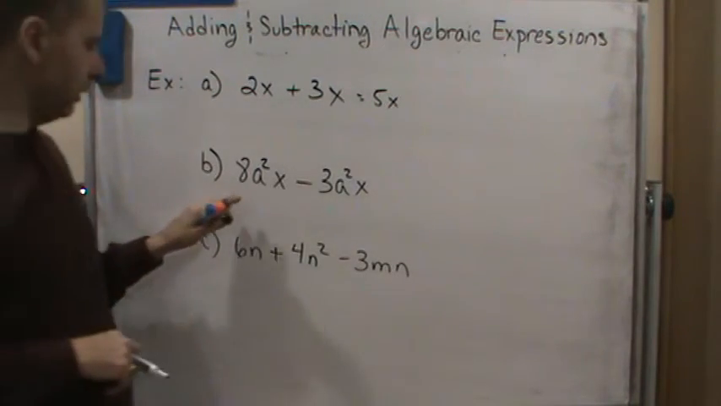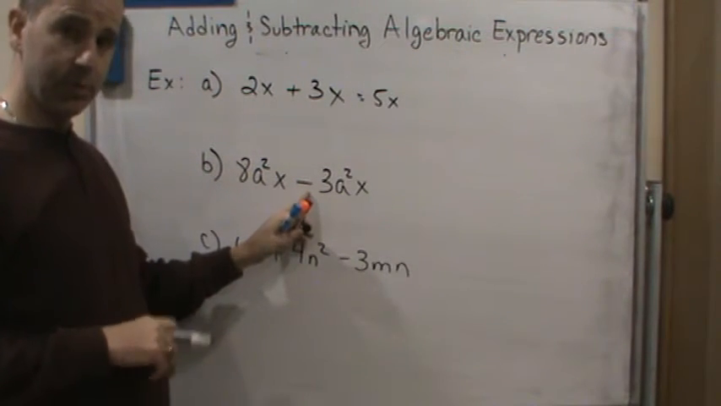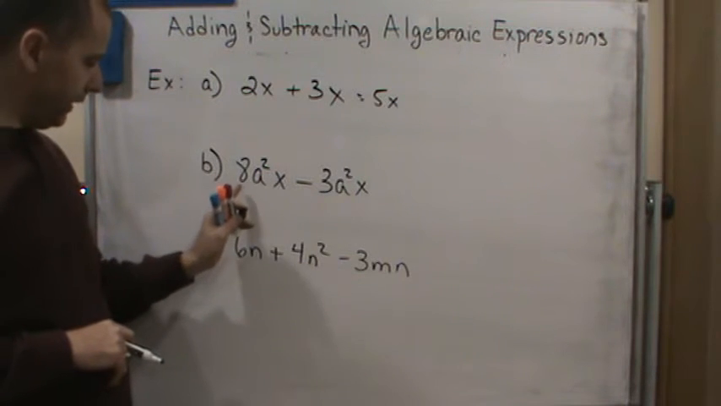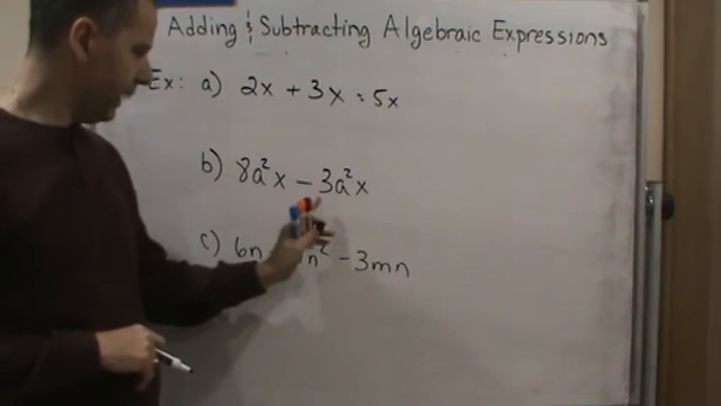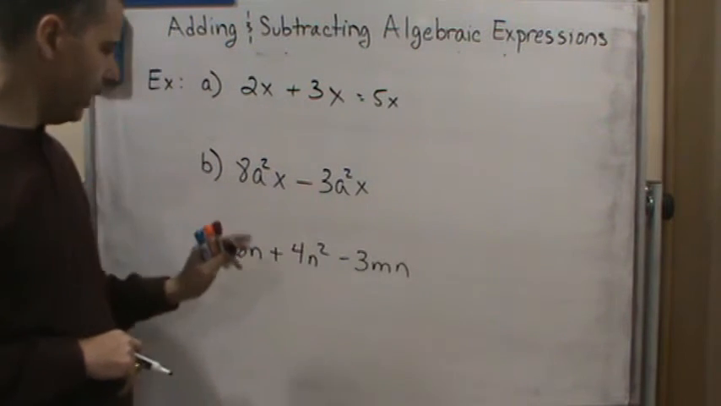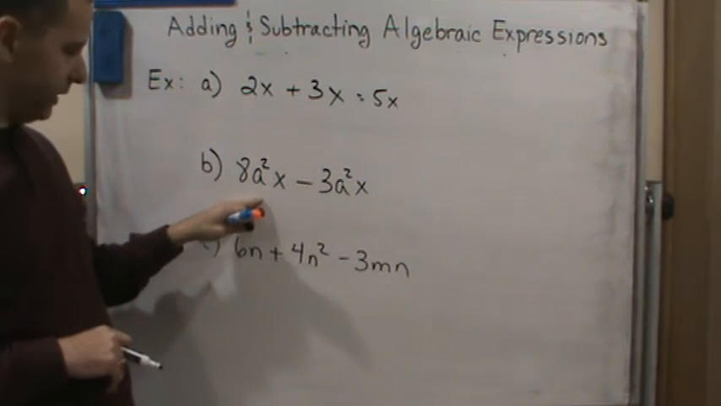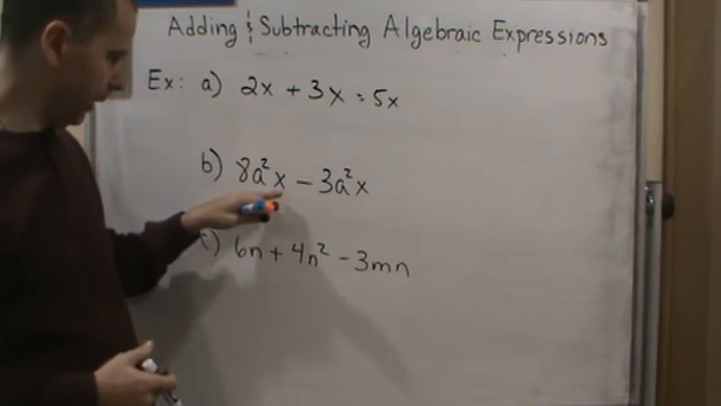Okay, now if we look at part B, notice again the indicated operation is subtraction. But let's look at this here. The numerical part is the 8 and the 3. So this is the numerical part of this term, and 3 is the numerical part of this term. The variable part is the a squared x. This whole thing is considered the literal part or the variable part.